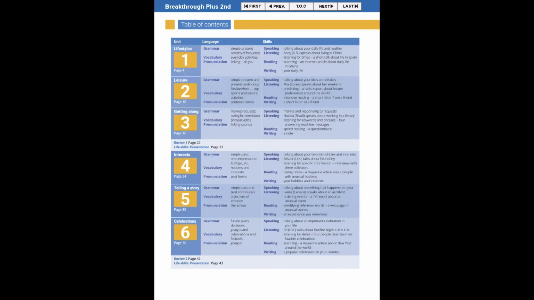Just a quick look at some of the things that we will be looking at. For example, today we're going to do Unit 1. Unit 1 is going to be lifestyles, and you'll see here is what this textbook should cover. So we will look at some grammar, what new grammar we can learn in this chapter. We'll look at some new vocabulary.